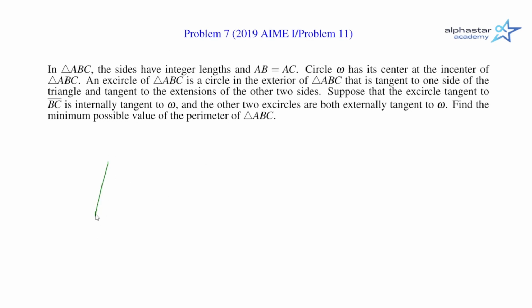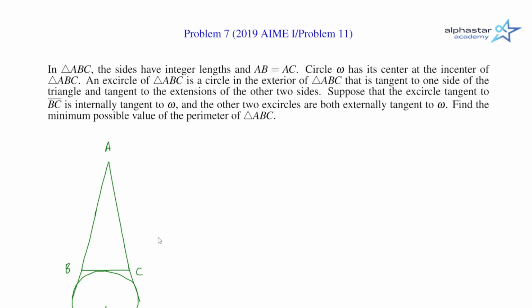Let's start drawing that. An X circle of ABC is a circle in the exterior of ABC that is tangent to one side of the triangle and tangent to the extensions of the other two sides. So let's take a look at the A-X circle first. It's going to be tangent to BC, and then it's also going to be tangent to the two extensions of AB and AC. Okay, so that's here.